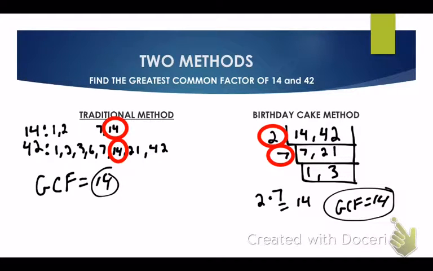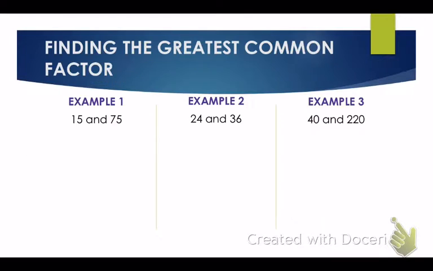Alright? Real easy. I'm going to show you this 3 more times. On your graphic organizer, you need to write these 3 examples down. Here we go. First one is 15 and 75. Once again, we create our first layer of the cake, 15, 75. Now it's really important that you write these two numbers down in this cake in the same exact order, because later on we're going to use this to simplify fractions, and if you don't put them in the order, your fraction's going to be all messed up. So make sure you do that.